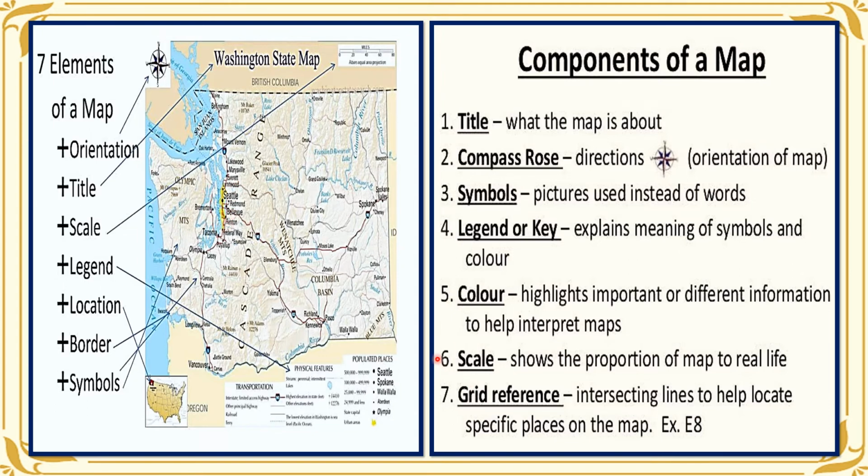Next, it's scale. Shows the proportion of map to real life. So this one is the scale on this map. And the last one is grid reference. So the line or contour lines that you can see here on this map. Intersecting lines to help locate specific places on the map.